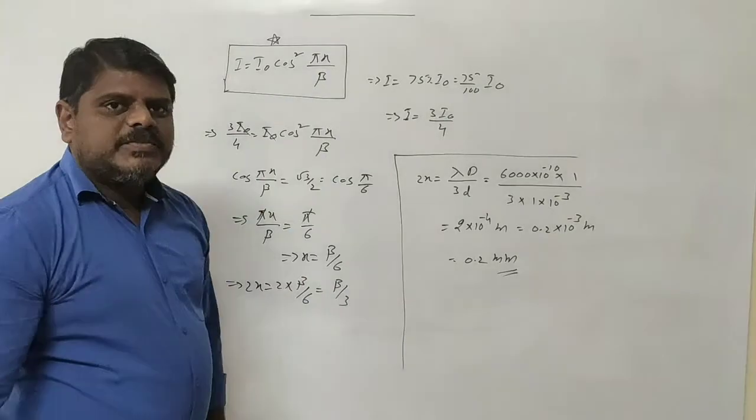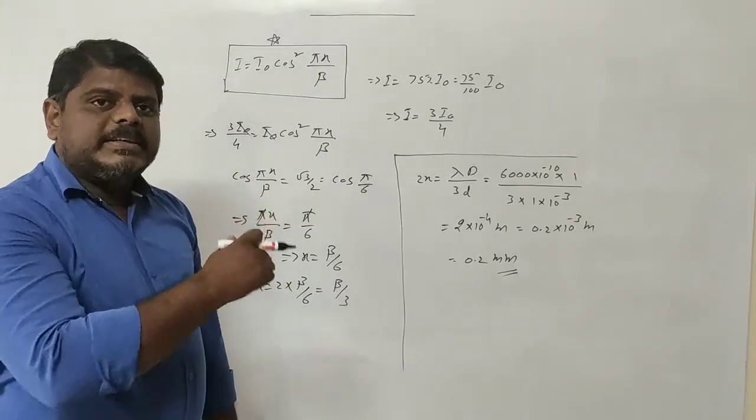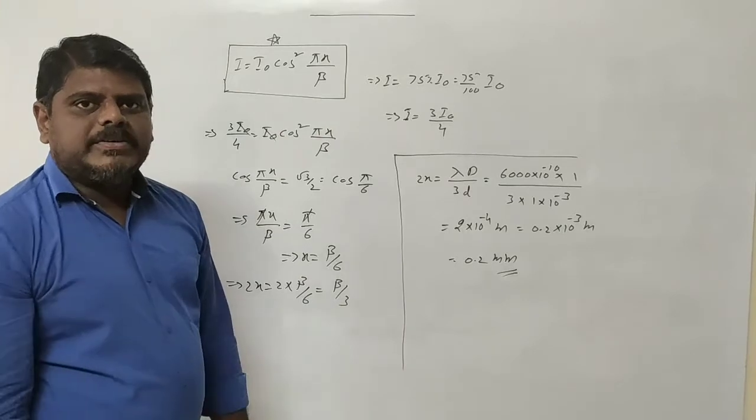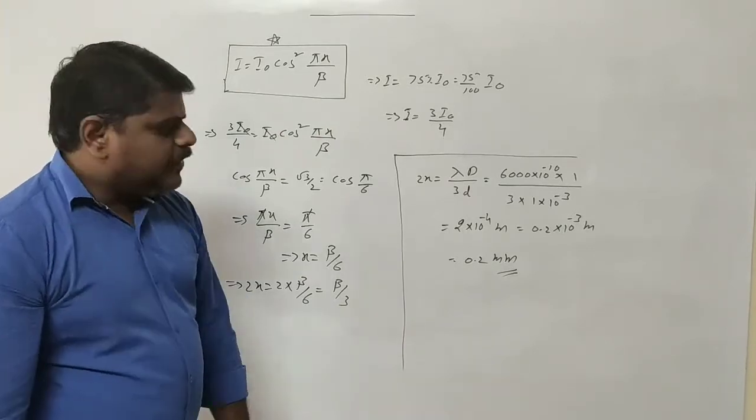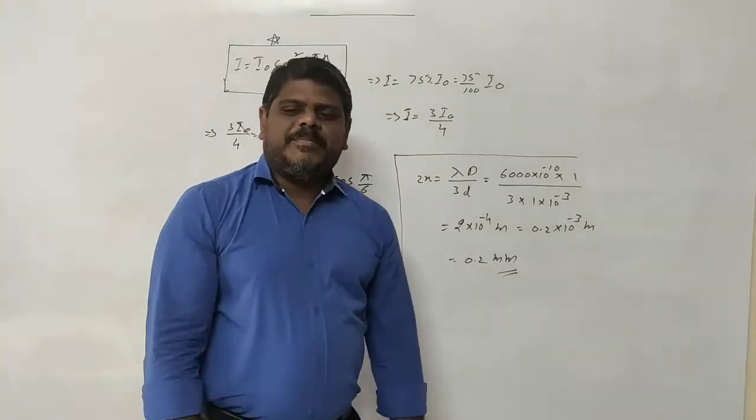And try to remember this formula. You have to find the distance from one end to the other end, where the intensity becomes 3 by 4th of it. Okay, let us go for the next problem.